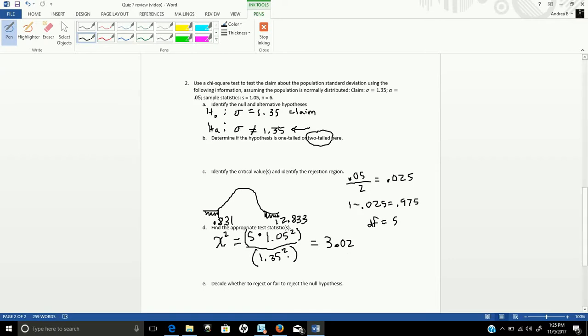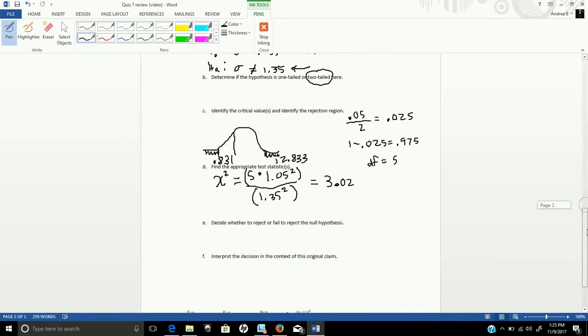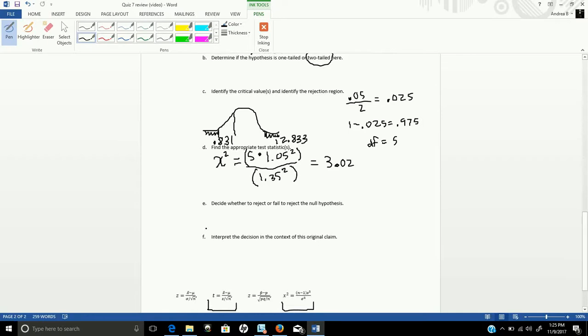And then once you find that, remember you have to check to see if that value falls inside of your rejection regions. So it's definitely not less than 0.83, and it's not more than 12.833. It'd be in here somewhere closer to this end. So it's definitely not in that rejection region because it's in between those two rejection regions. So if it's in between, that means that we fail to reject our null hypothesis.